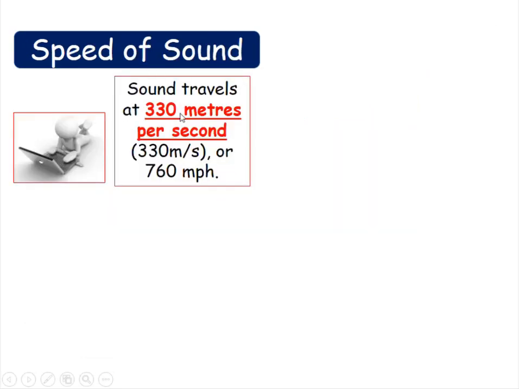What is the speed of sound in the medium in which it is going to travel? In 1 second, a sound wave is going to travel 330 meters, or it can be reformulated as 760 miles per hour. So you can see that if light is going to propagate 3 times 10 to the power 8 meters in 1 second, how much less is the speed of sound. So this is the speed of sound at 0 degrees Celsius.